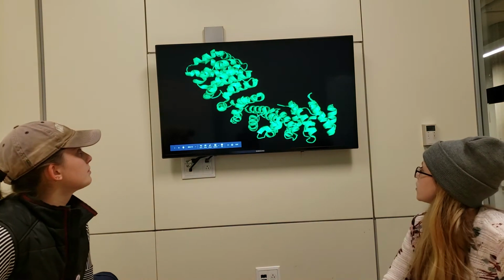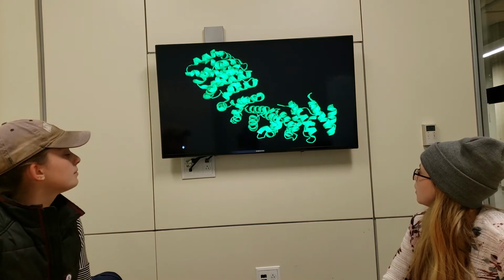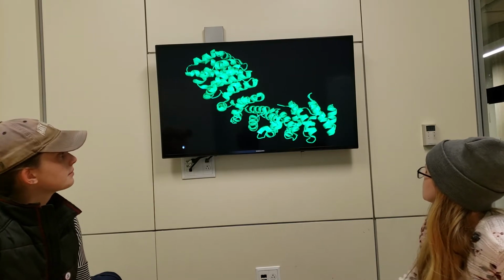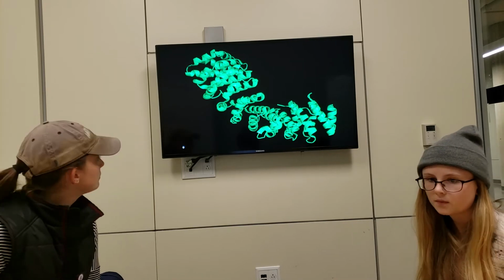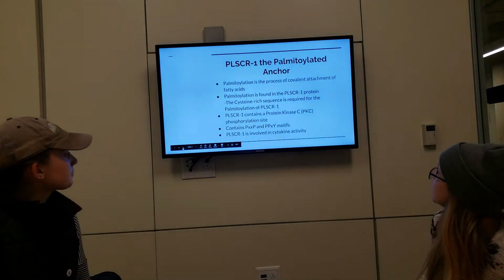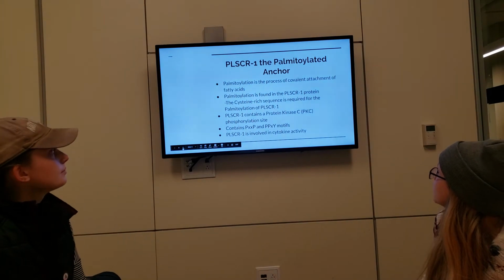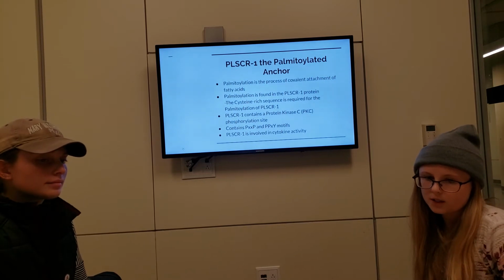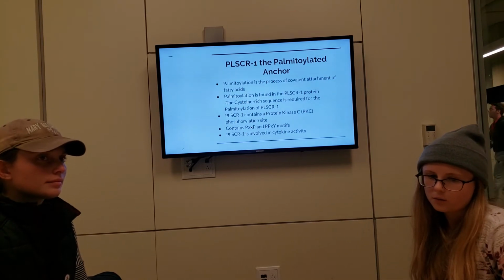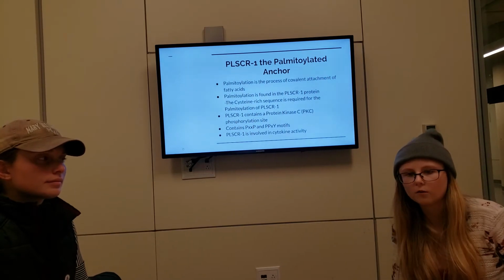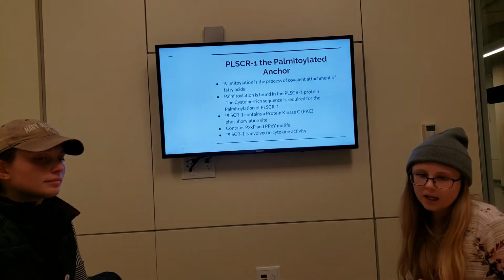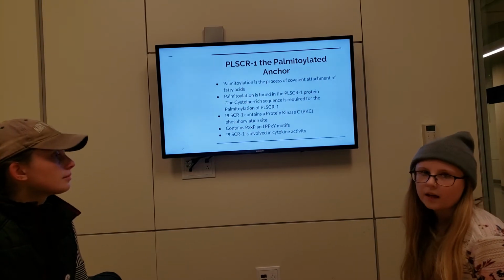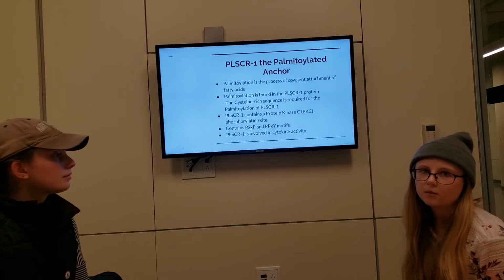So this just shows a structure of PLCR1, which is 1Y2A on PDB, and it just shows the structure of the protein. PLCR1 is a family of the PLCR family proteins, and they basically are formed and anchored to the bilayer through a process called palmitoylation, and that's just a process where there's fatty acid covalent bonding, and that's how they anchor, usually to cysteine residues on the membrane.